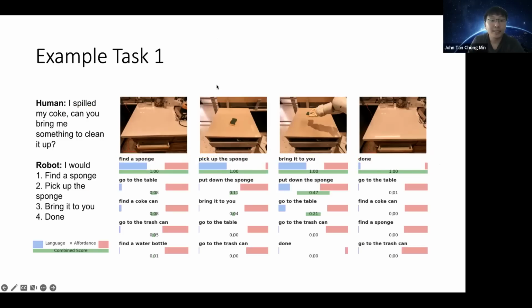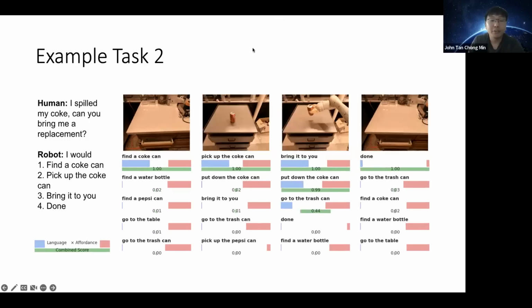Okay, let's look at the next task. So here is a very similar task, but instead of clean up, can you bring me a replacement? So same thing, first find a Coke can. All right. Okay, but instead of cleaning up the Coke can, we'll need to pick it up, bring the Coke can to the user, and then after that, done. Yeah. So this again highlights that the language model is driving most of the action, because if we look at the language model here, the language model itself can already do the job. It already has the highest probability here. All right.